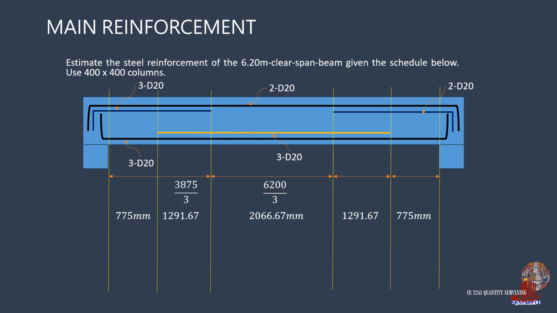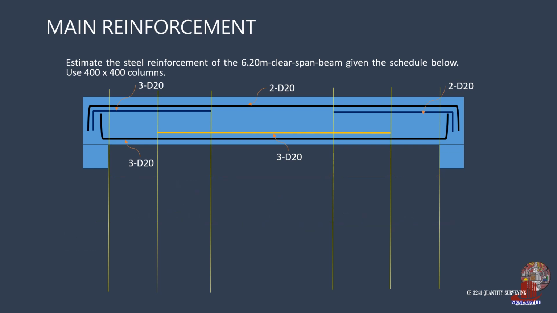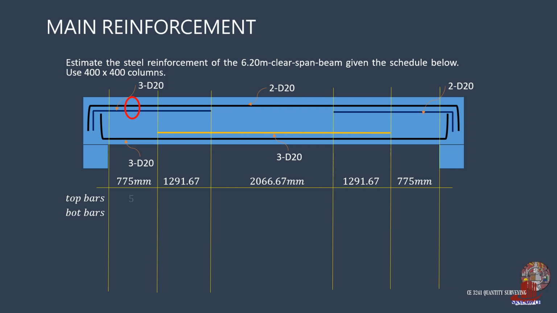With the lengths already provided, count the top and bottom bars on each. From the first span of 775 mm, check that there are 2 continuous bars and 3 cut bars on top. That makes 5 bars, while there is only the continuous bar at the bottom, which is 3D20.